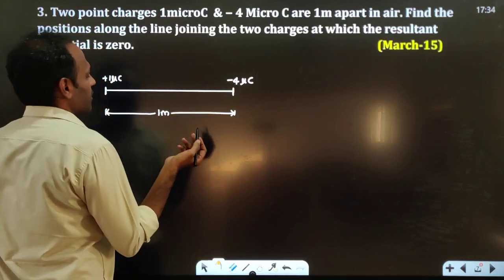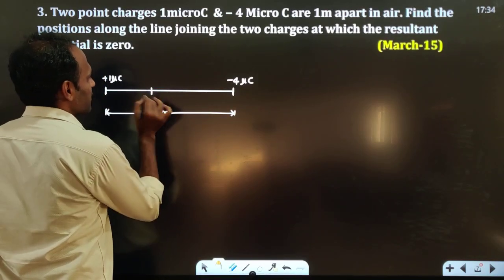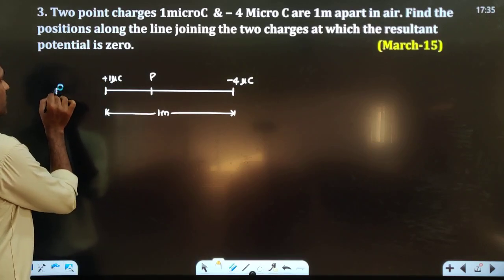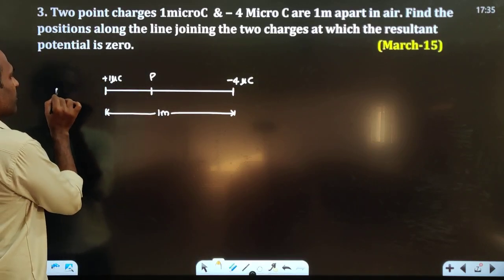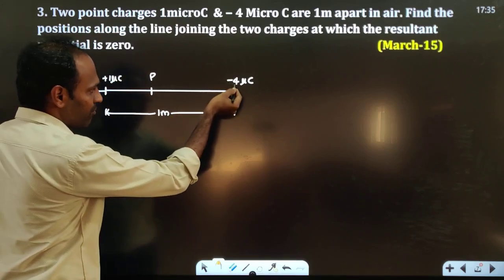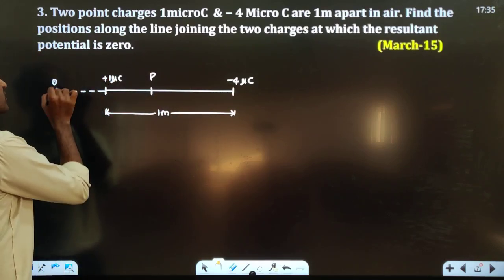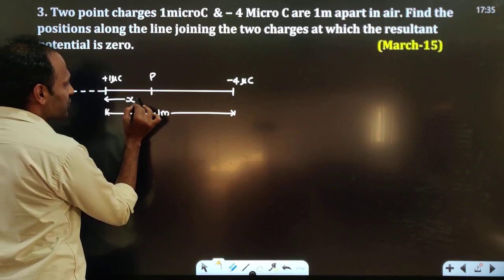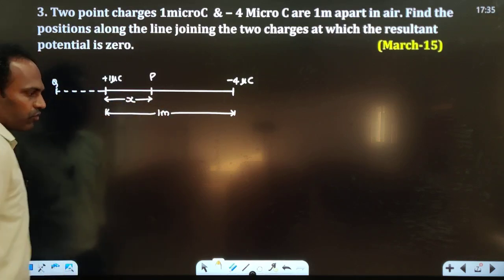So let me say the first point is here. I will call this P, and the second point is here. And this 0 potential point will be close to the smallest charge, plus 1 microcoulomb. It is bigger in magnitude, it is smaller in magnitude. I will call this Q. Let me say the distance of the point P is x from plus 1 microcoulomb.